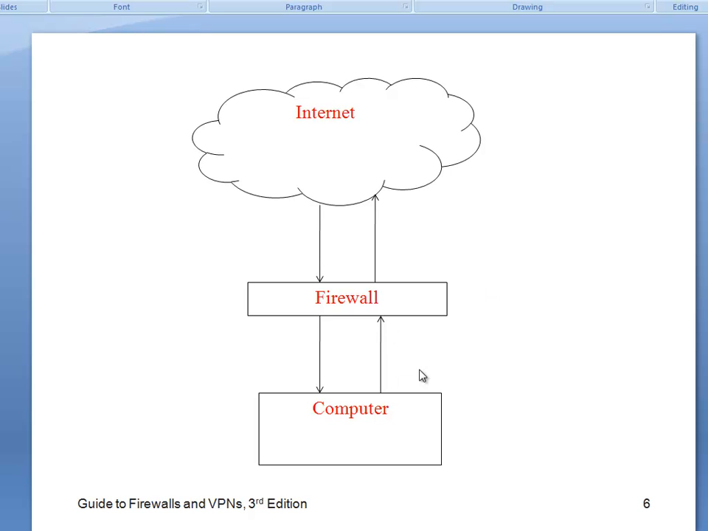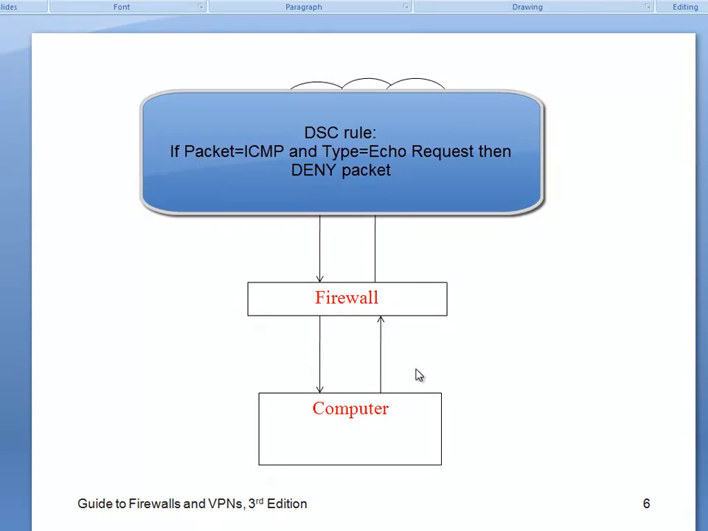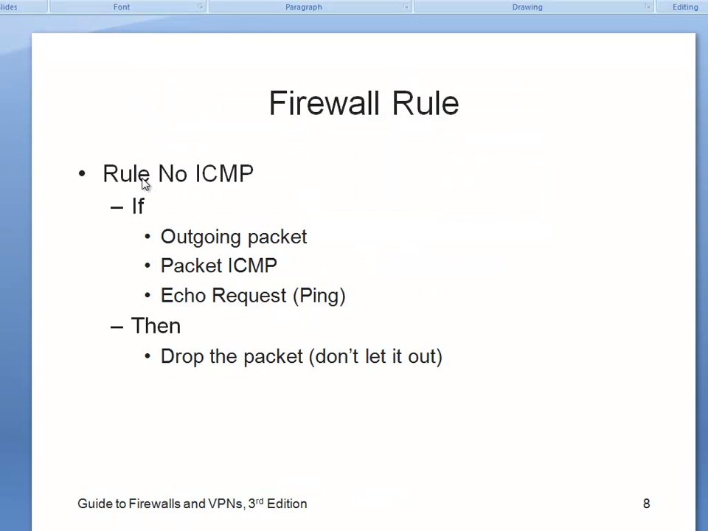You could also set it up like they've got here at Daytona State, so you can't even ping anything on the internet. That's one of the examples we'll look at shortly. You can set up a firewall rule in here that says do not allow any outgoing pings. The rule is no ICMP.